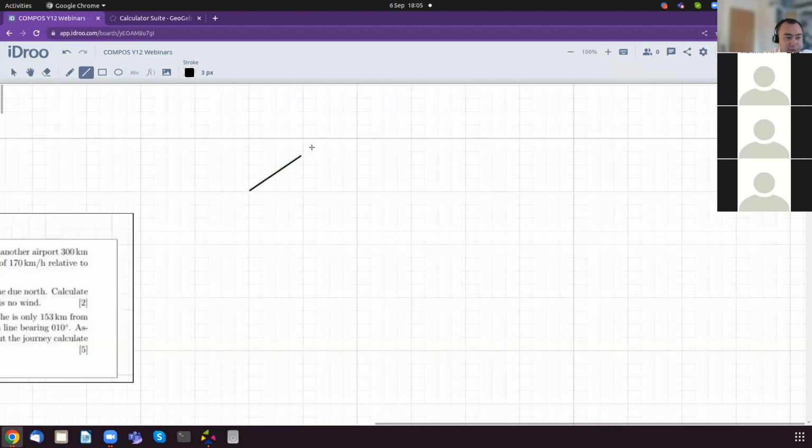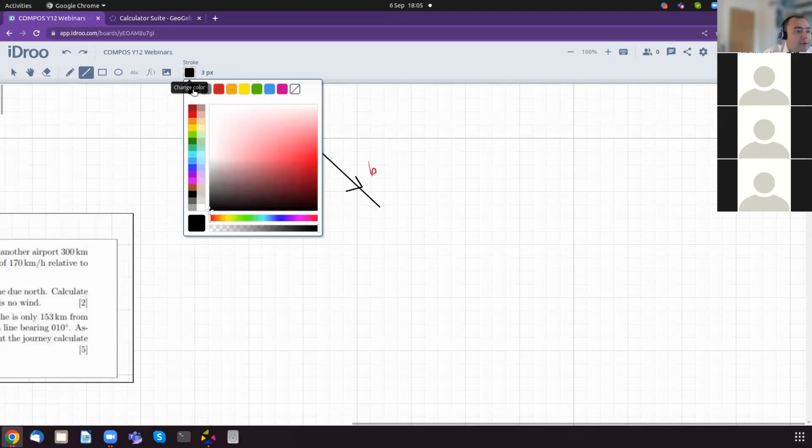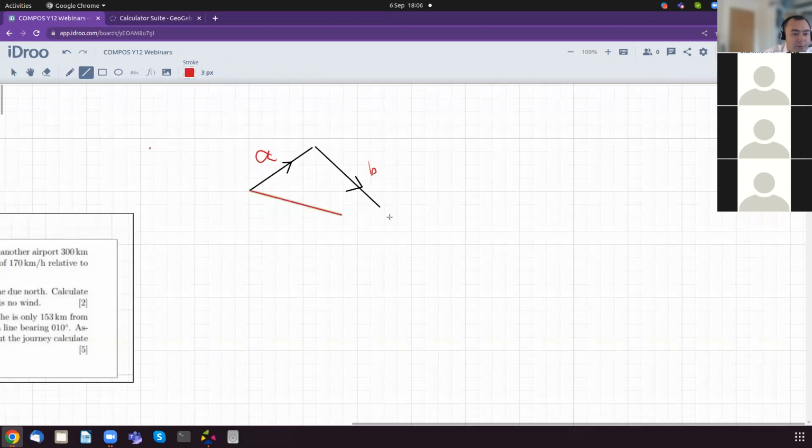Basically, in the triangle rule, if you have a vector A and a vector B, I should be using my pen for this, and you draw this, this would be vector C. And vector C is the sum of vectors A and B. This is the triangle rule of adding vectors.